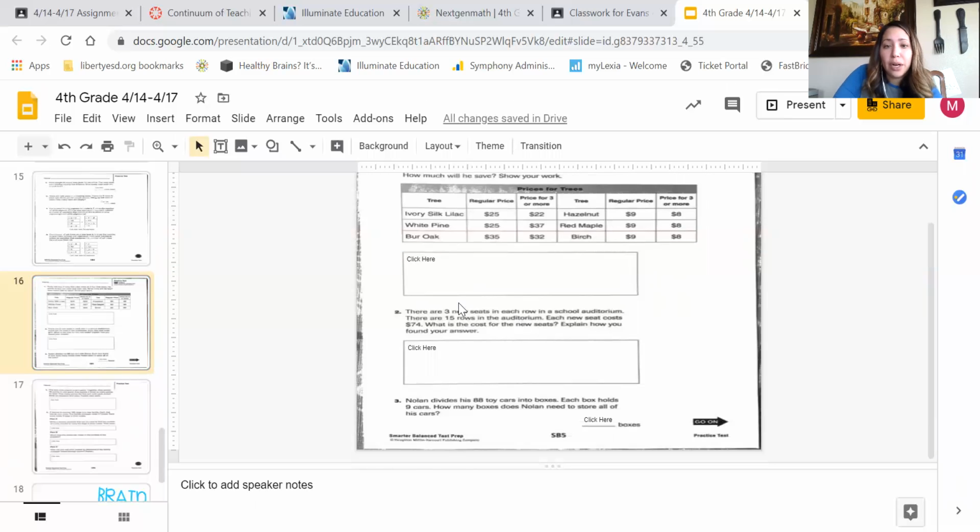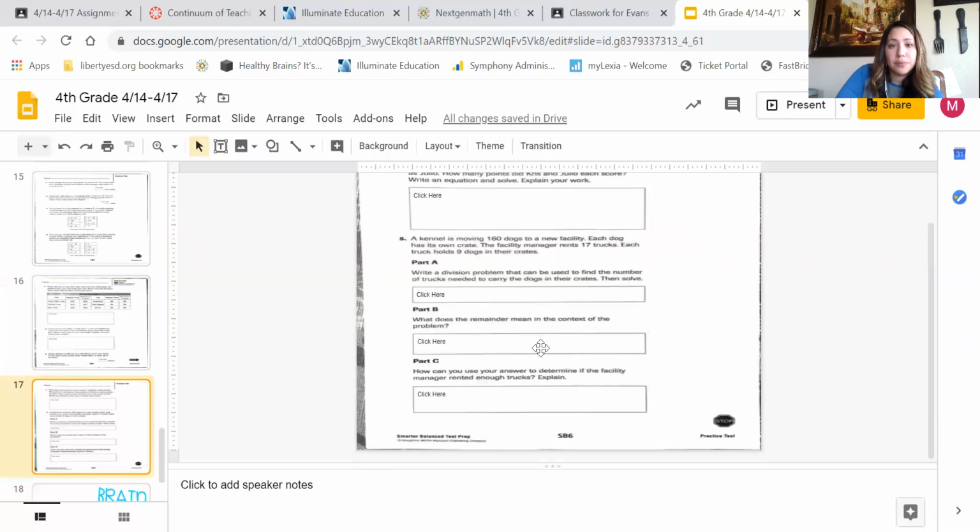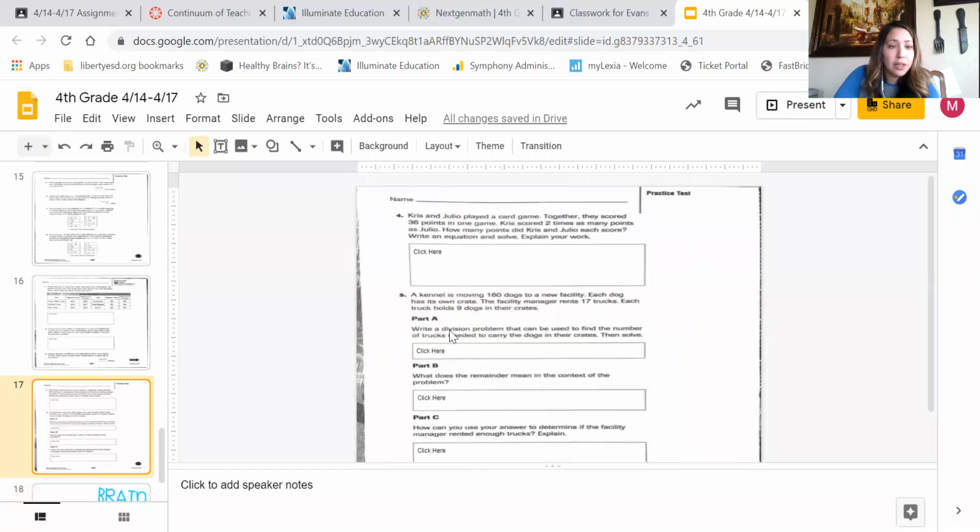Same thing for here, you guys. Okay, just calculating costs. It says this next page, which is SB6, Chris and Julio played a card game together. They scored 36 points in one game. Chris scored 2 times as many points as Julio. How many points did Chris and Julio each score? Write an equation and solve.